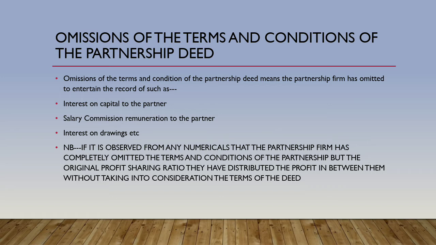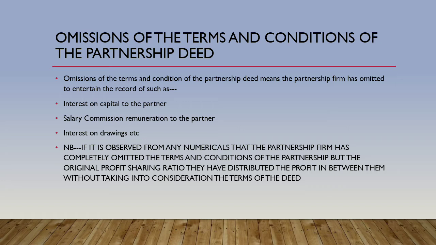Right? So in the second slide, omissions of the terms and conditions of the partnership deed. When I take this point, it means only omissions; the agreed profit sharing ratio they have used perfectly. Here the terms and conditions of the partnership deed mean interest on capital, salary to a partner, commission to a partner, and interest on drawings, which they have ignored. In a question you may find one item, maybe IOC, or two items, IOC and salary, or maybe three items, interest on drawing, etc. So this group is known as only the terms and conditions mistake.